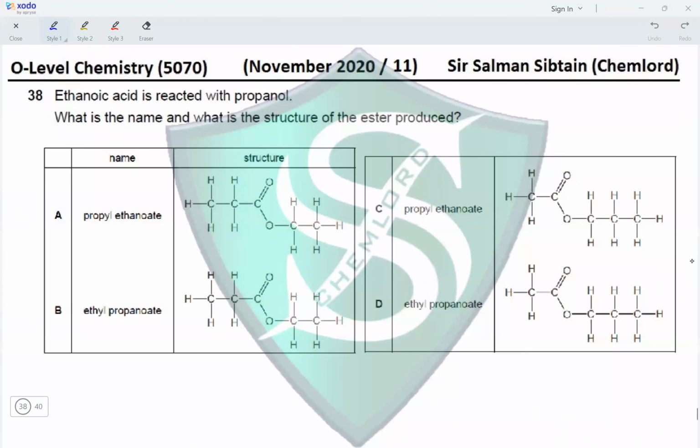Question 38. Ethanoic acid is reacted with propanol. What is the name and what is the structure of the ester produced? Okay, let's do this. Now the alcohol is propanol. So the name of the ester would be propyl. And the name of the carboxylic acid is ethanoic acid. So the name of the ester would be ethanoate. Propyl ethanoate. So A has this name.